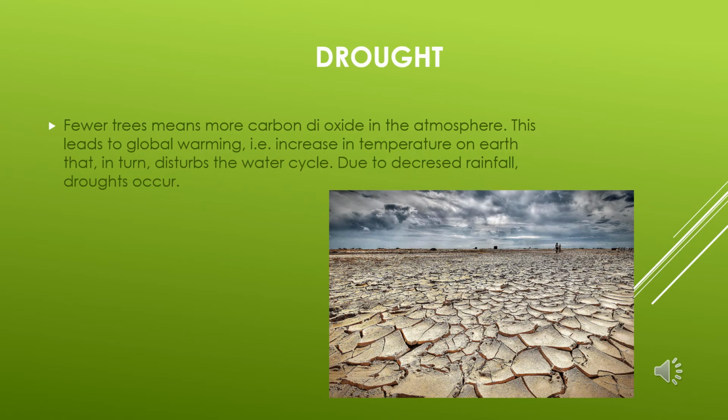So global warming means the temperature of the earth increases. So in turn it disturbs the water cycle, because more water will get evaporated, and there will not be any rainfall. So because of that, the water cycle will get affected. Due to decreased rainfall for not only 1 year or 2 years, but years together, it leads to drought. So what is the main reason for the occurrence of drought? Lack of trees.